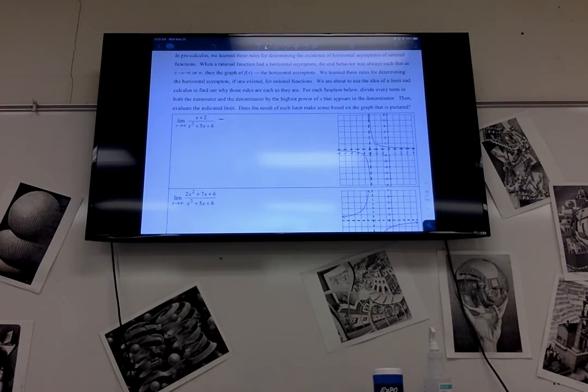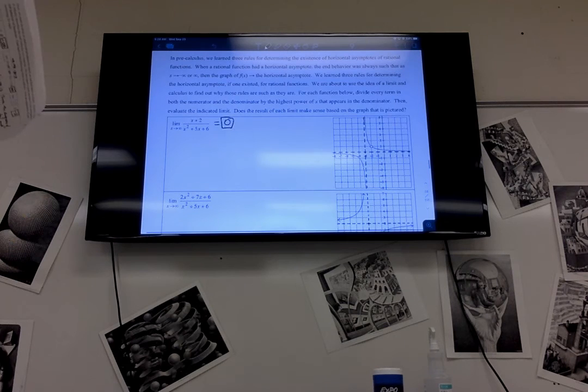Okay, so just looking at this one, it's bottom heavy, so that means there's a horizontal asymptote where? 0. So if I approach infinity, what's the limit? 0. And that's the way I want you to do this problem. But I am going to show you how this came about, and it is important.